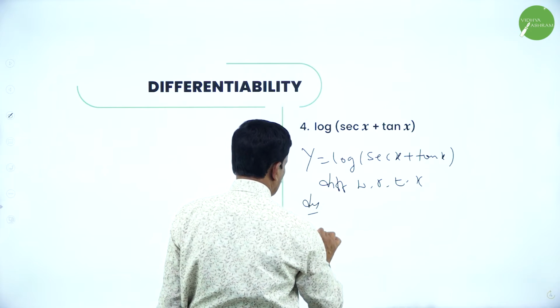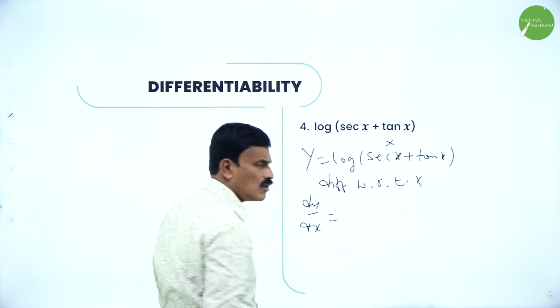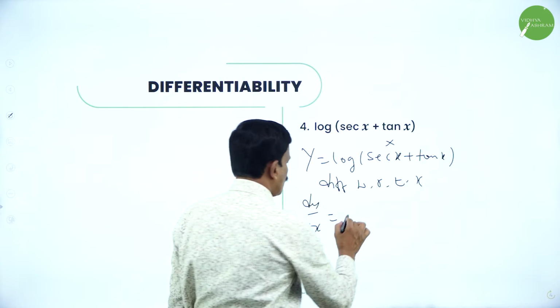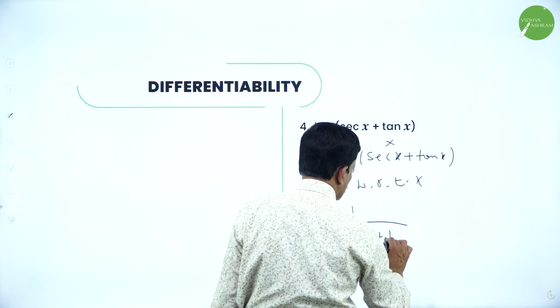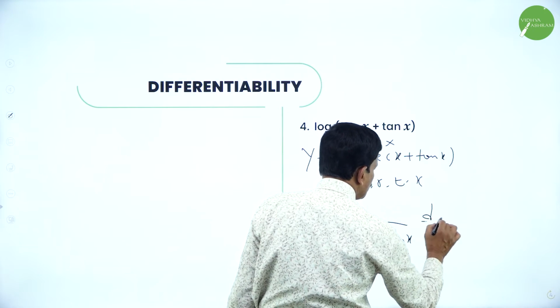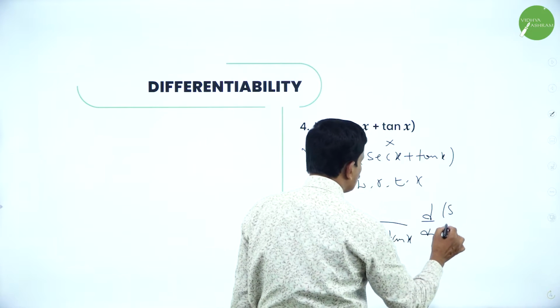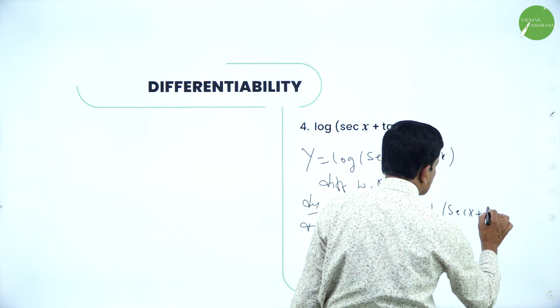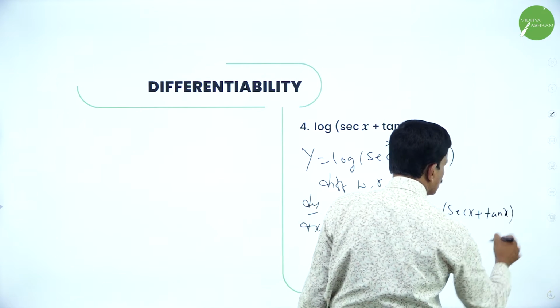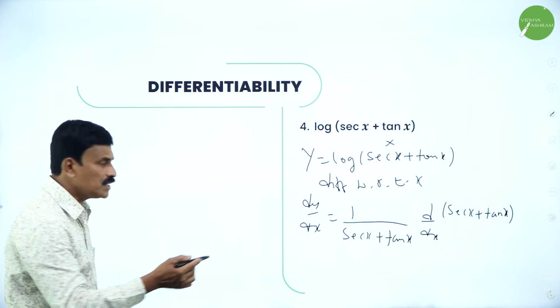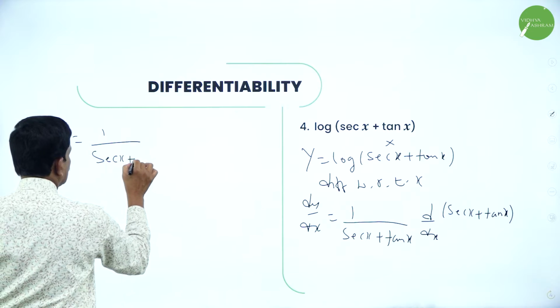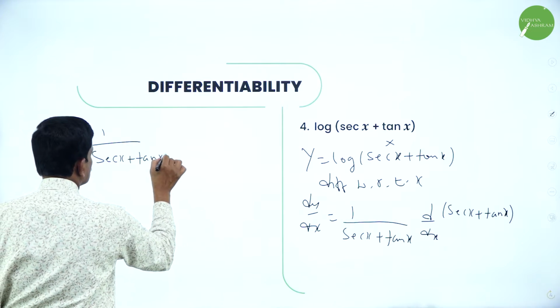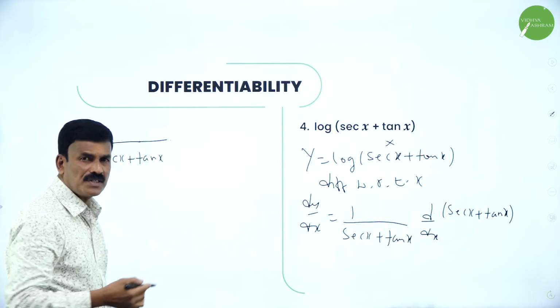what we will get, dy by dx is equal to, let us call it log x. What is the differentiation of log x? 1 over x, and instead of x it is secant x plus tan x, into d by dx of this inside function, that is secant x plus tan x. Okay, this can be written as 1 over secant x plus tan x into, now differentiate this.